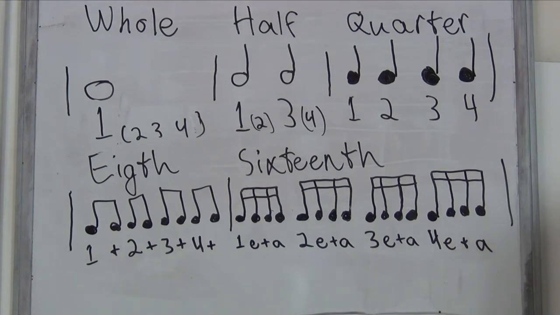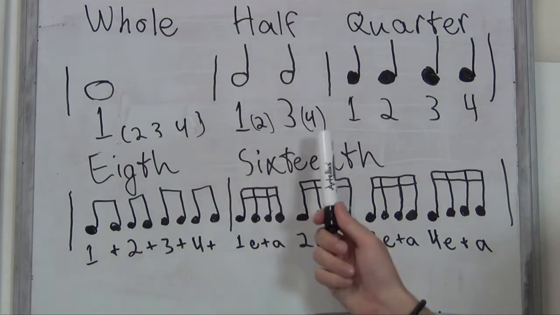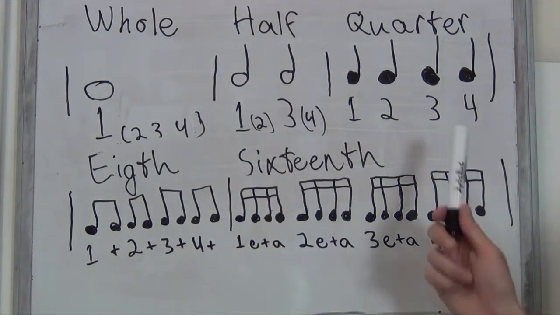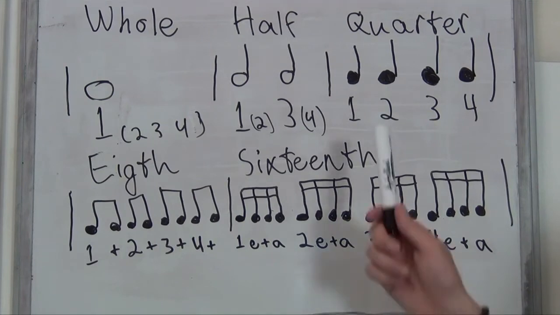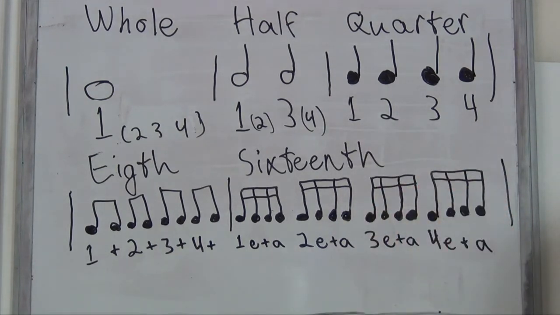These take up half the bar instead of the whole bar. These take up 2 beats. 1, 2, 3, 4. So you'll hear it on the 1 and on the 3. For quarter notes, these take up 1 beat each, so you'd hear it on the 1, 2, 3, 4. Eighth notes now take up half a beat.